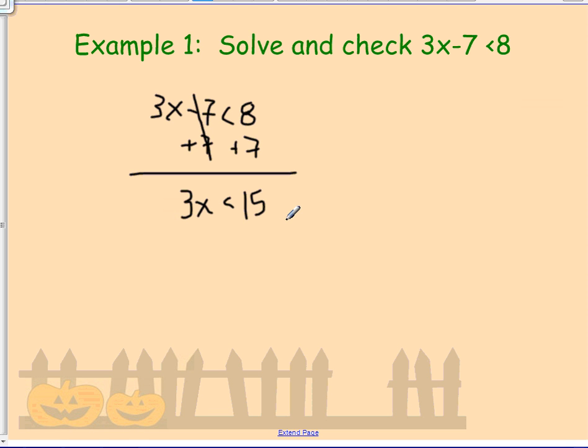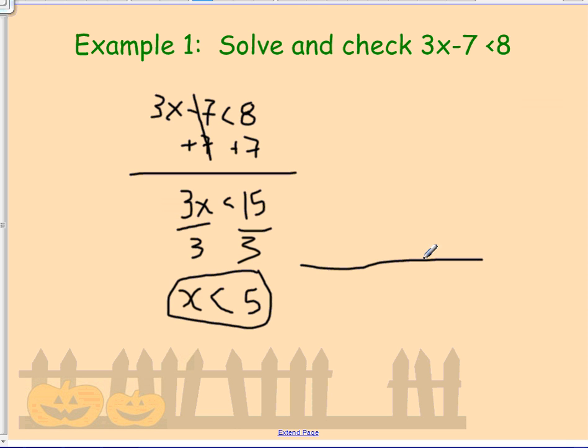All right, so now we're going to divide. Since our 3, our coefficient, the number with the x, is positive, we do not have to worry about switching the sign. The sign is going to remain the same. So 15 divided by 3 is 5. So our answer is x is less than 5.